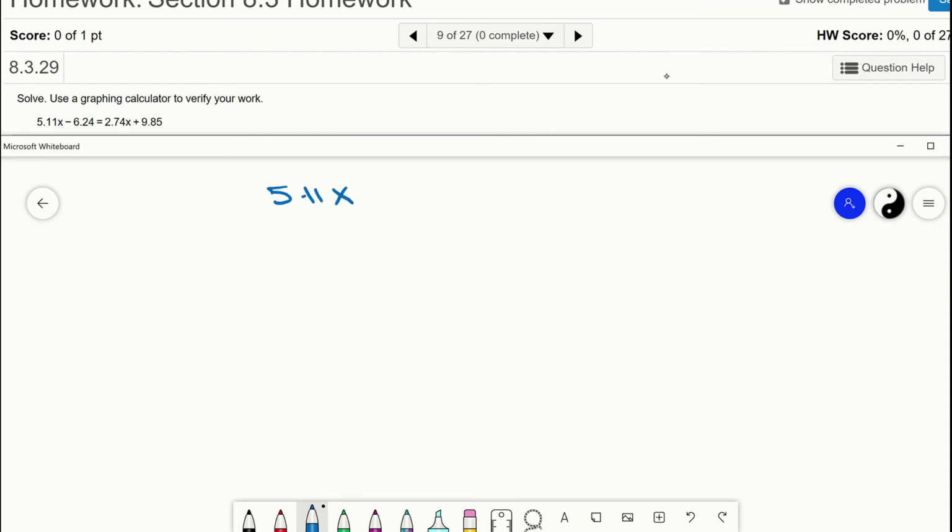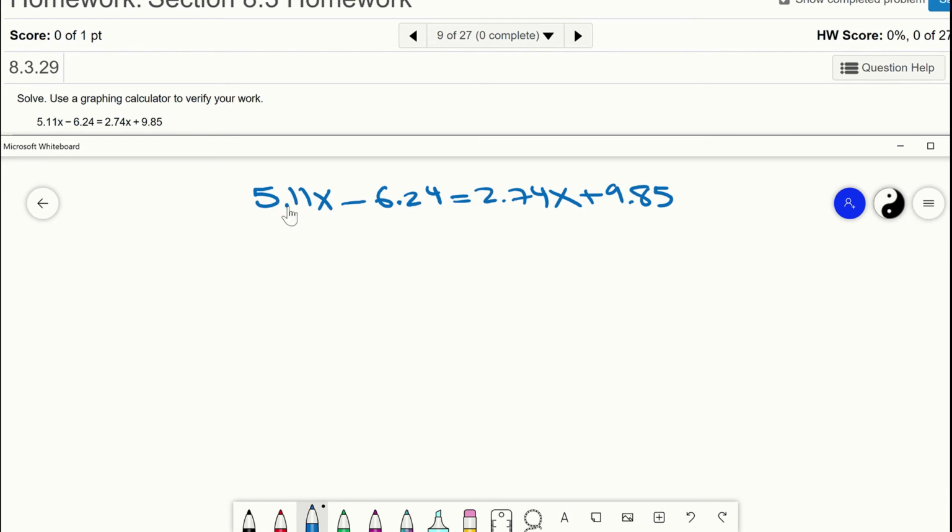5.11x minus 6.24 equals 2.74x plus 9.85. Notice that I'm going to go through and look at each term and find out what power of 10 I need to multiply that term by to clear the decimal, right?